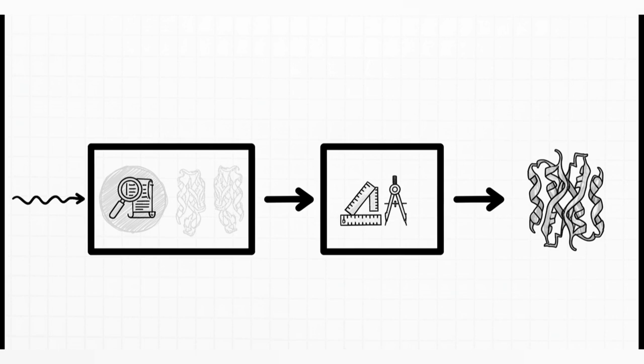First, the detective comes in and does some quick police work, using threading to find a few solid leads, some possible shapes from the library. This gives it a fantastic starting point. Then, it hands the case file over to the architect. And the architect gets out the physics books to refine that initial sketch, perfecting every little angle and bond. The detective finds the lead, and the architect cracks the case. It's the best of both worlds.